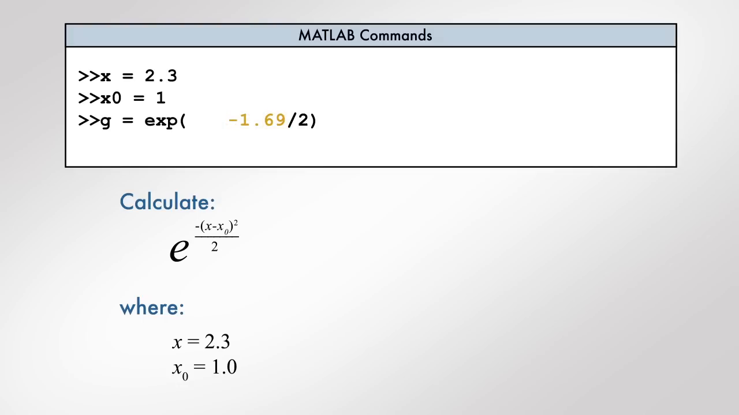After computing the square and dividing by 2, the minus sign has the effect of multiplying the value by -1. The result is finally passed to the exp function, and the output is stored in the new variable g.